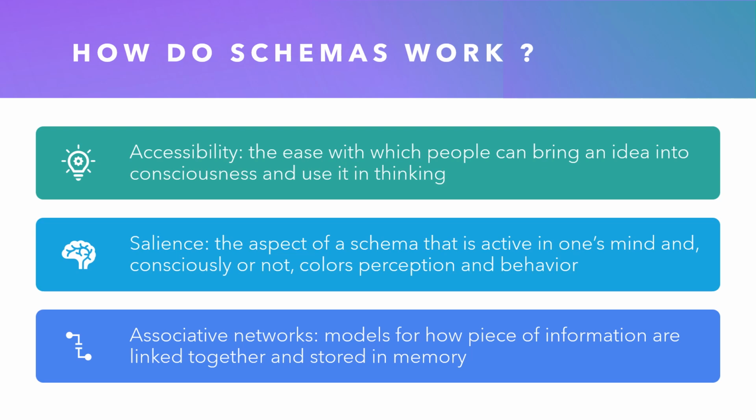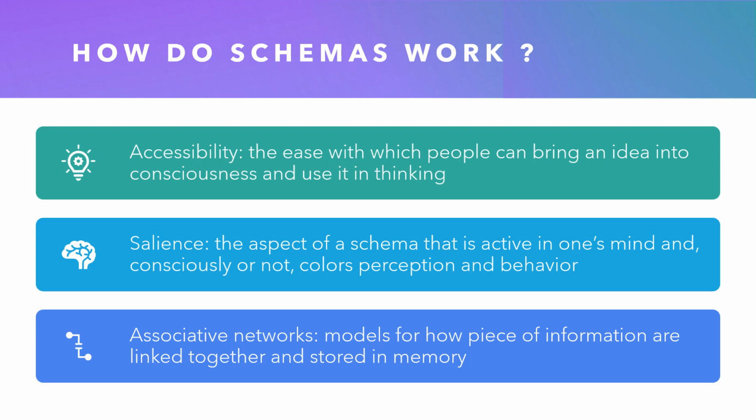We also have the concept of salience. Salience is the aspect of a schema that is active in one's mind, and consciously or not, colors perception and behavior. So salience and accessibility are a little different here, in that accessibility really sounds a little bit more conscious and intentional. It's emphasizing this idea of someone bringing their own thought into consciousness and using it actively, whereas salience might not be so conscious. It could refer to being primed with something and not even realizing it.